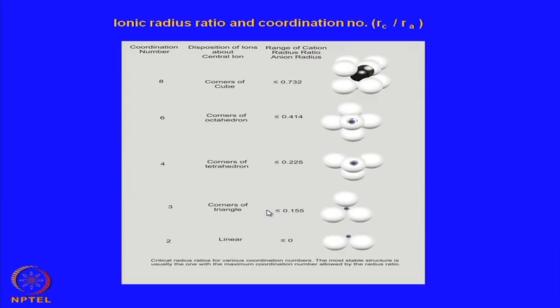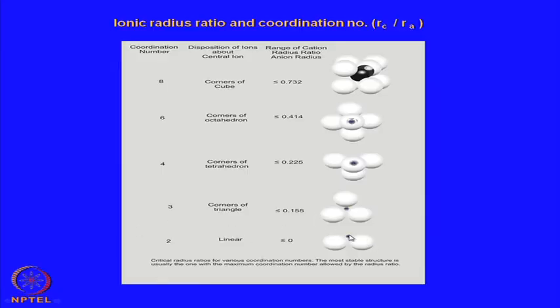So, there are considerations of ionic radii, which actually control which particular kind of coordination, which particular kind of arrangement becomes stable in a combination of cation and anion, okay, and that is very important. Depending on the cation size and the anion size, different structures will be stable, and the structures may change depending on the size of the cation and the anion.